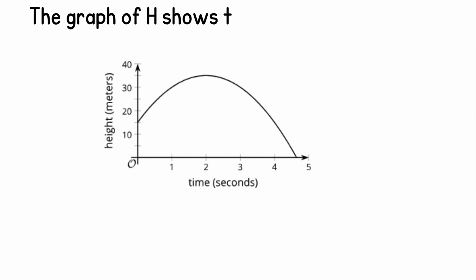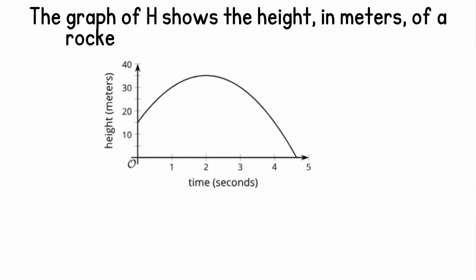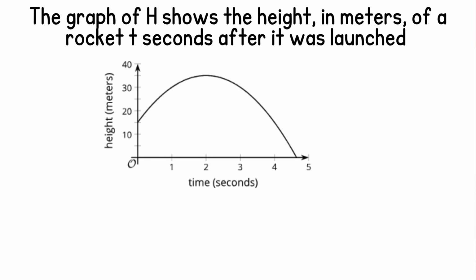Here's another example. The graph of h shows the height in meters of a rocket t seconds after it was launched. Let's look at the y-intercept. This will tell us the height of the rocket before it was launched. We can see that it was at 15, so we can write h of 0 is equal to 15. Now we know that it was 15 meters high before it was launched.